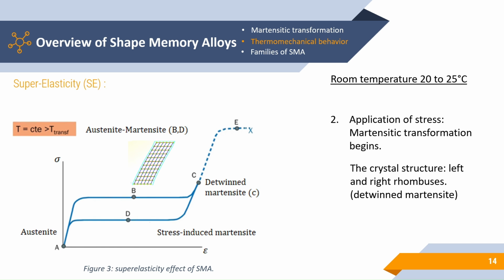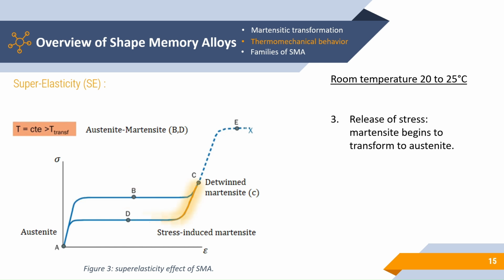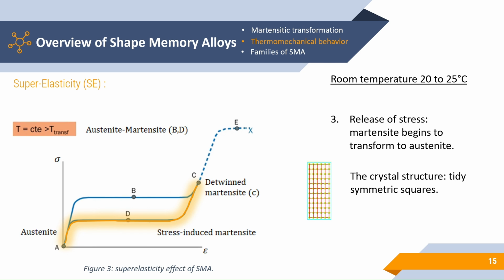This phase is called the detwinned martensite, and it is superelastic. Now, after the release of the stress, the martensite begins to transform back into austenite, and the crystal structure returns to the tidy symmetric squares.